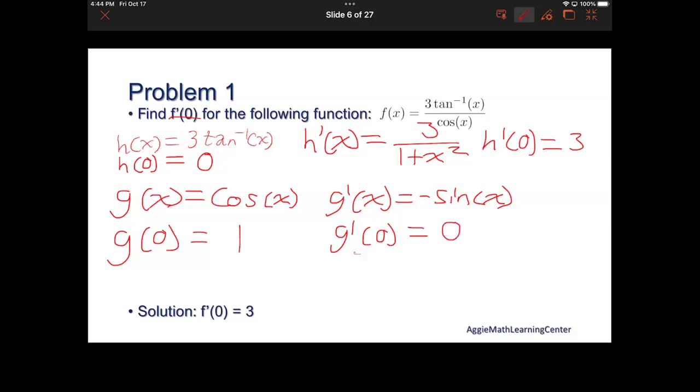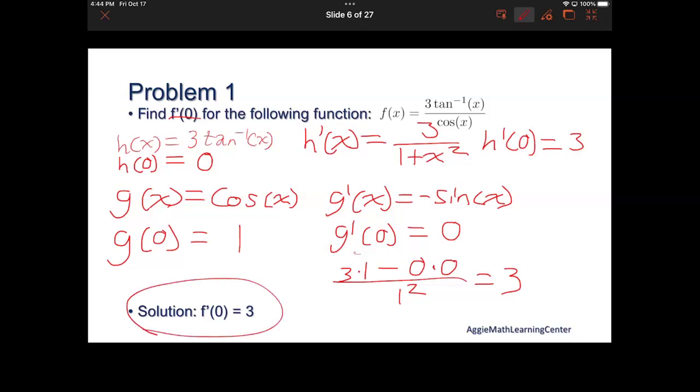So now we can plug into our quotient rule using these lovely numbers instead of all of the messy trig functions. And I think it looks a lot nicer when we do that. So you do derivative of the top times the denominator, so 3 times 1, minus derivative of the denominator times the numerator, so 0 times 0. That's pretty nice. And then it's divided by the denominator squared, so 1 squared. So that gives us 3, which was shown here the whole time. So no suspense. Okay. Awesome.